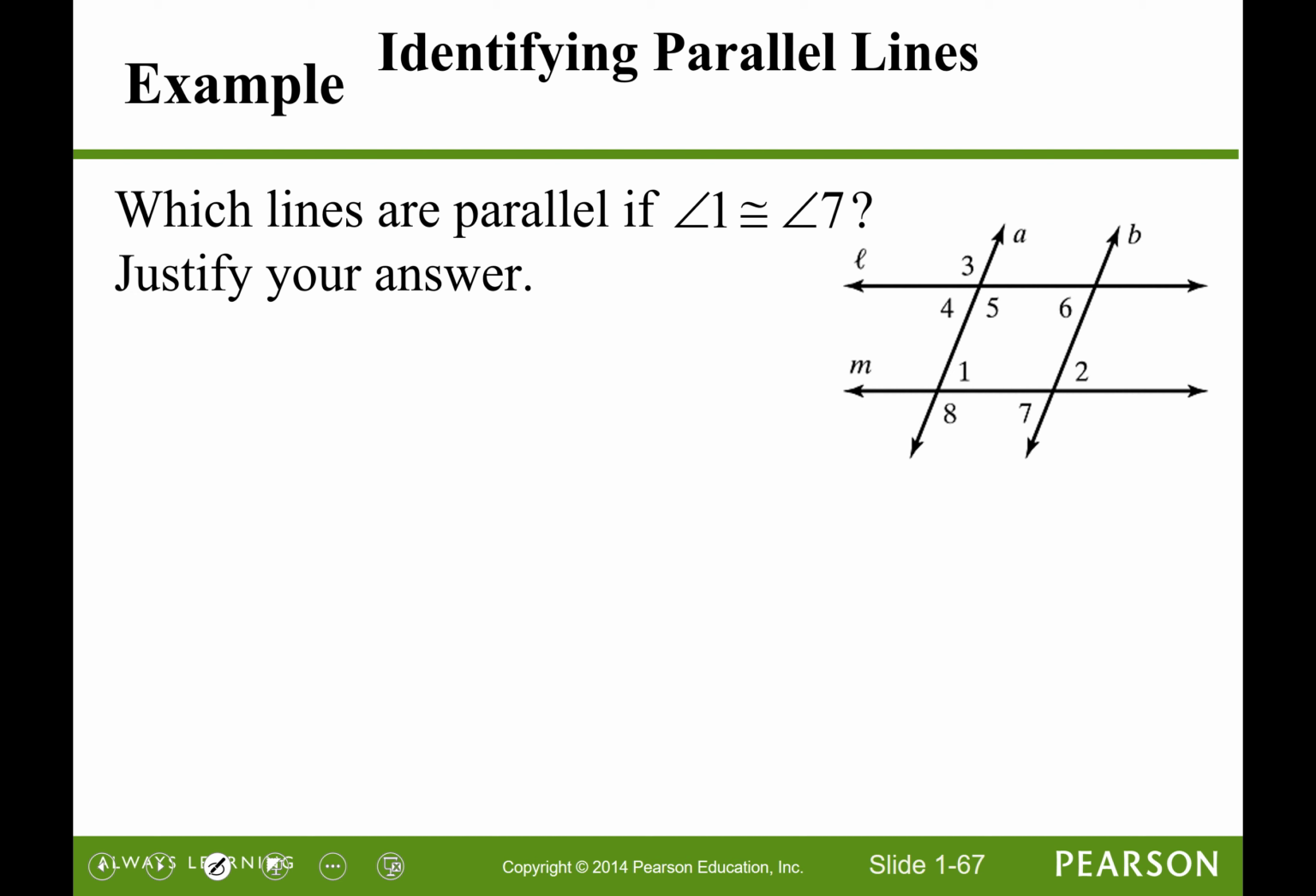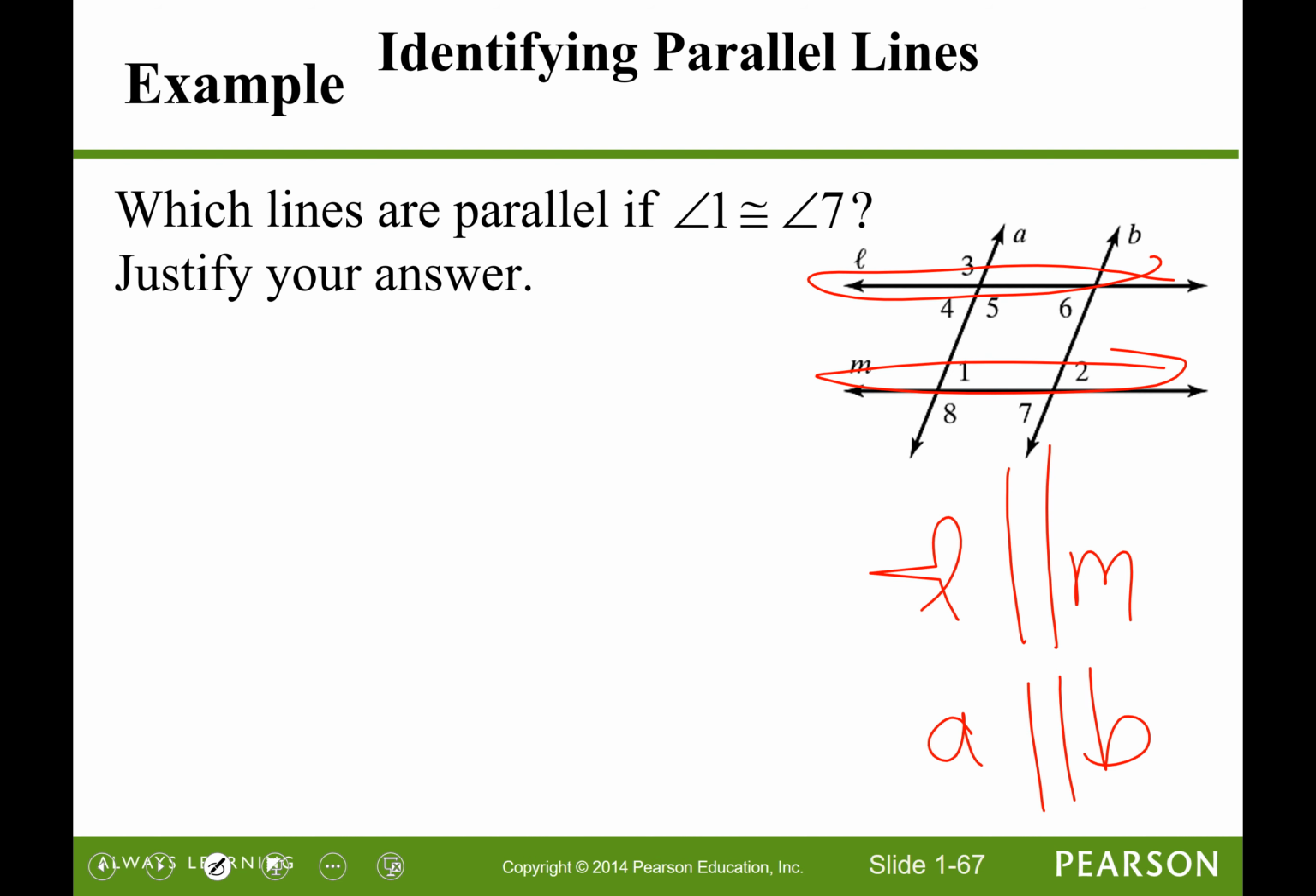Okay, identifying parallel lines. Which lines are parallel if angle 1 is congruent to angle 7? Justify your answer. All right, so we have 4 lines here in this figure. And I'm just guessing from the figure, it's either going to be line L is parallel to line M, or it's going to be line A is parallel to line B. I mean, those seem like the obvious ones, right? L parallel to M, or A parallel to B. So it's one of those two pairs.